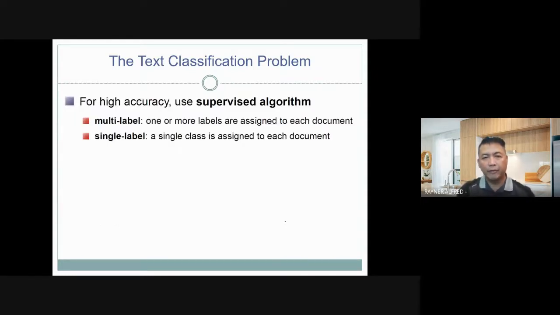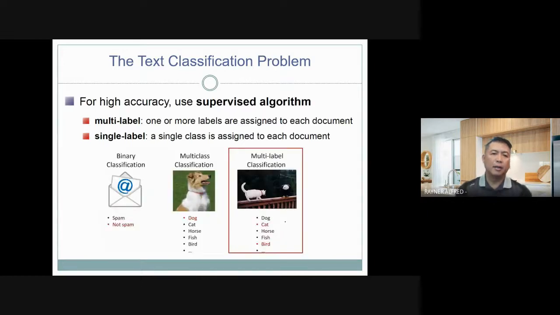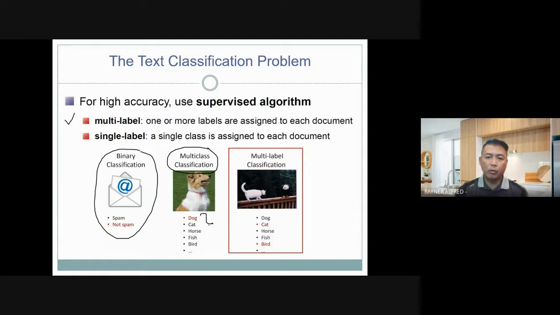We also have a few situations in which, for supervised algorithms, we have multi-label and also single label. This one differentiates the definition for multi-label. For multi-label, one or more labels are assigned to each document. That means one document could belong to more than one class. So for example, this is binary classification, meaning that we only have two classes. We also have multi-class classification, in which we have more than two classes.